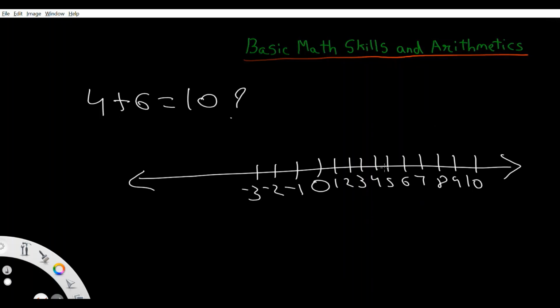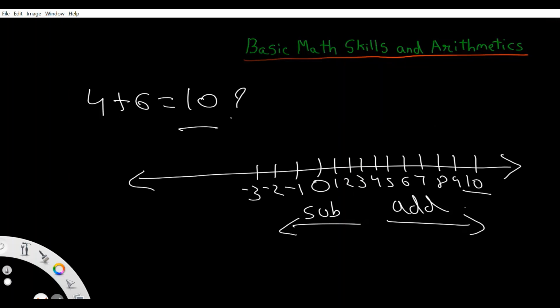and starting from 4, you wish to move 6 units. But do you move to the left side or the right side? Well, if you want to add something, you move to the right side of the number line. And if you want to subtract something, you move to the left side. In this case, we want to add 6. So we move 6 units to the right. 1, 2, 3, 4, 5, 6. You end up at 10. So that's why 4 plus 6 is 10.